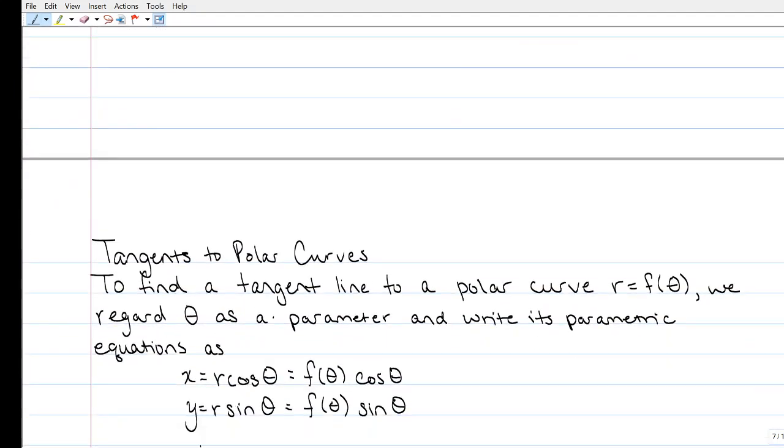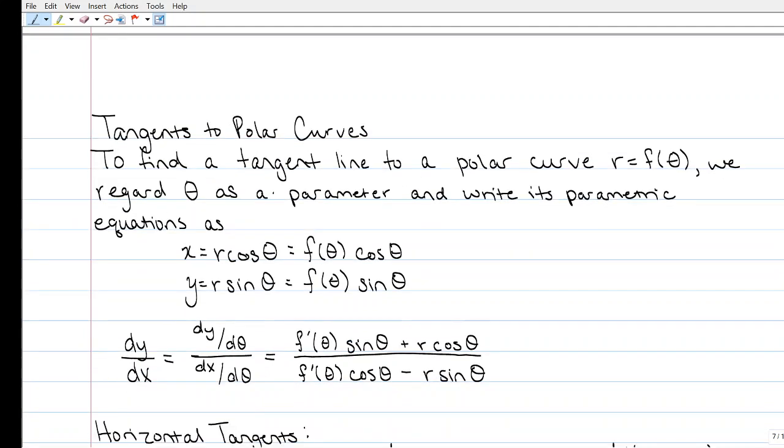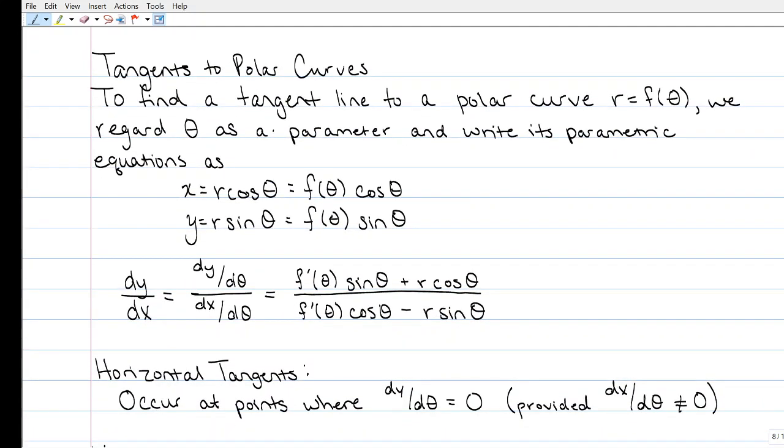Let's continue to a discussion of tangents to polar curves. To find a tangent line to a polar curve r equals f of theta, we regard theta as a parameter and write its parametric equations as x equals r cosine theta, which is equal to f of theta cosine theta, y equals r sine theta, which would equal f of theta sine theta when replacing r by f of theta. Then dy/dx is defined as it was in section 10.2 as dy/d theta divided by dx/d theta.